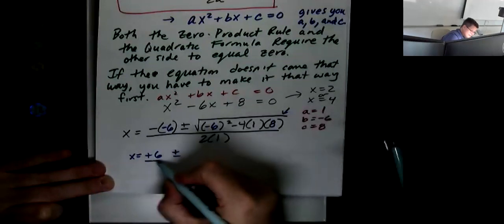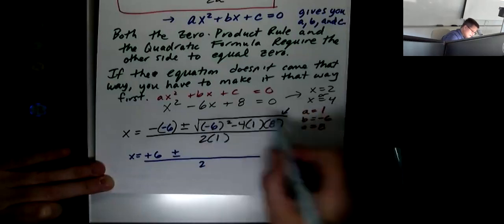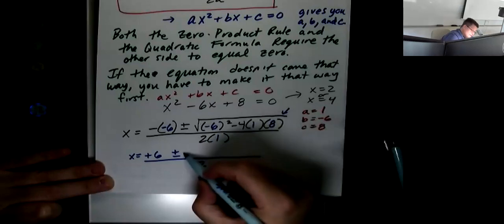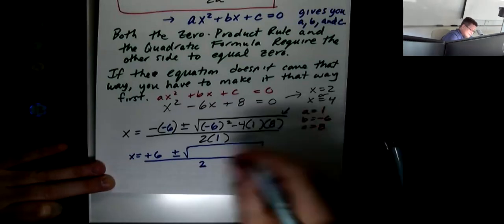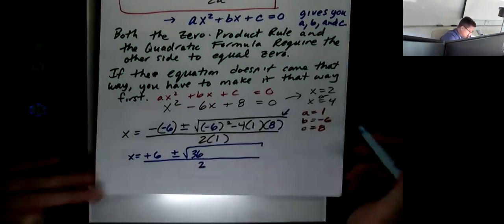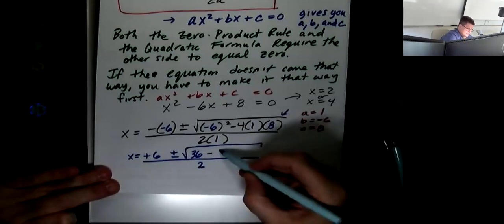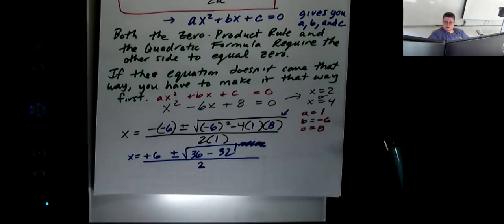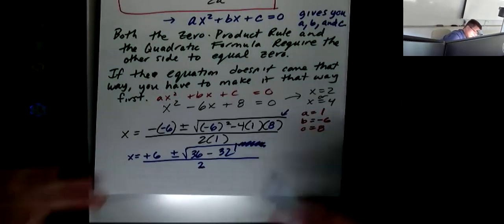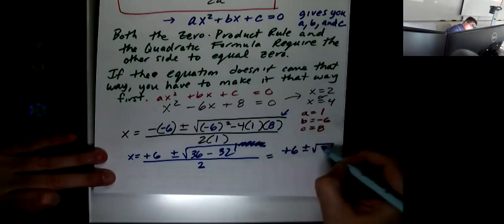So I did the -6 already, but before I do anything with this plus or minus, everything in here needs to be resolved. So I have the square root, -6 squared is what? 36. It's positive 36, the negative is inside the bracket. Minus 4 times 8 is 32. I guess I didn't need that much right there. What is 36 minus 32? 4. So this is positive 6 plus or minus square root of 4 over 2.